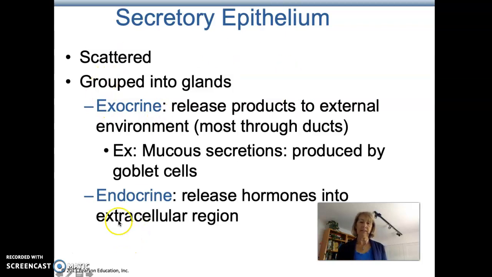And an endocrine gland is going to release right into that region right next to it. It doesn't need a duct to take it somewhere else. It's going to be completely local. So that's an endocrine gland, and that's within the secretory epithelium.